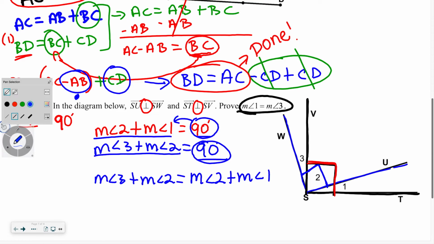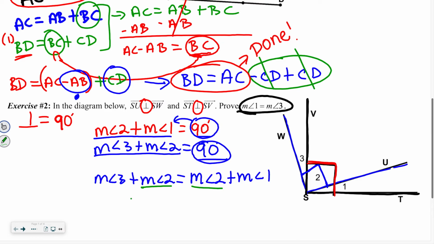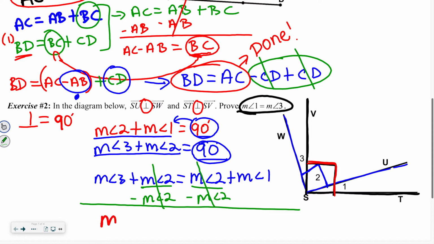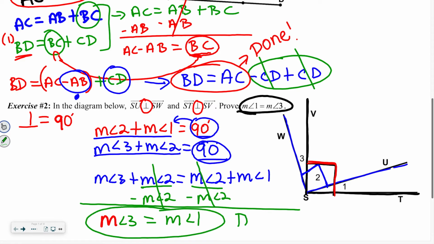What do I do here? Well, combine like terms, right? These are my two terms that are equal, these two terms. So I do minus the measure of angle 2 on both sides. And I end up with, right, the measure of angle 3 is equal to the measure of angle 1. And that is what I set out to prove. Done.